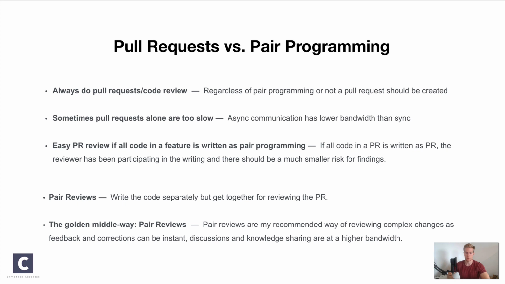So what I recommend is that if we have some code that is really changing a lot of the architecture of the application, then you want to do that as pair programming first, because then you get the early feedback. And then, after this, you can create the pull request, and there shouldn't be too many surprises in the pull request because you already have had another teammate looking at the code and developing with you.